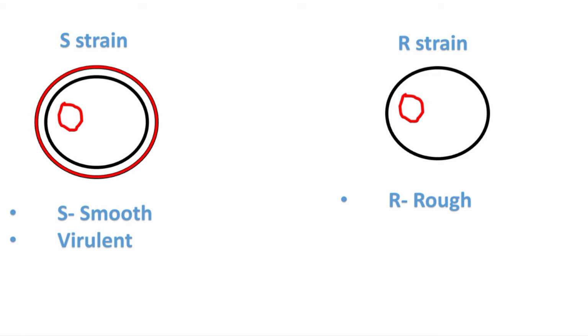मीडियम. Next thing is that S strain bacteria, they are virulent, they cause the disease pneumonia. R strain bacteria, they are avirulent, they do not cause the disease. This is what you have to remember.